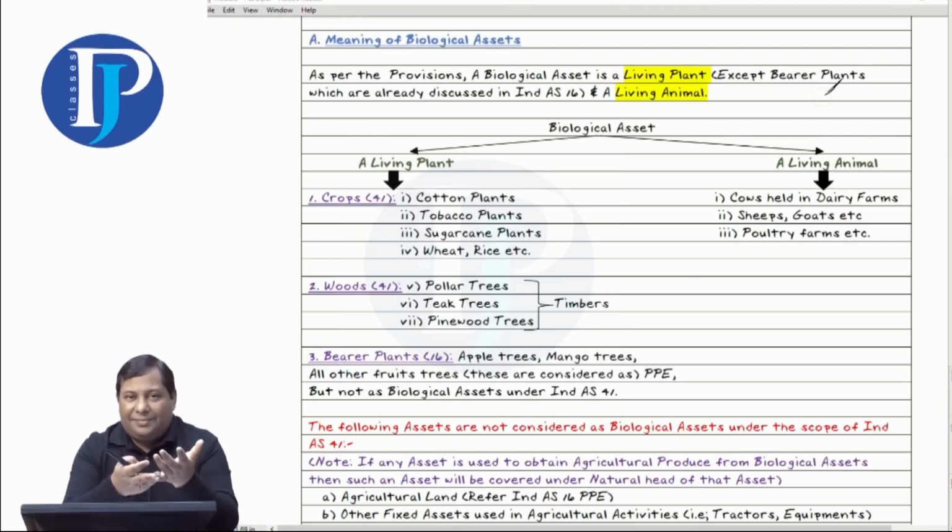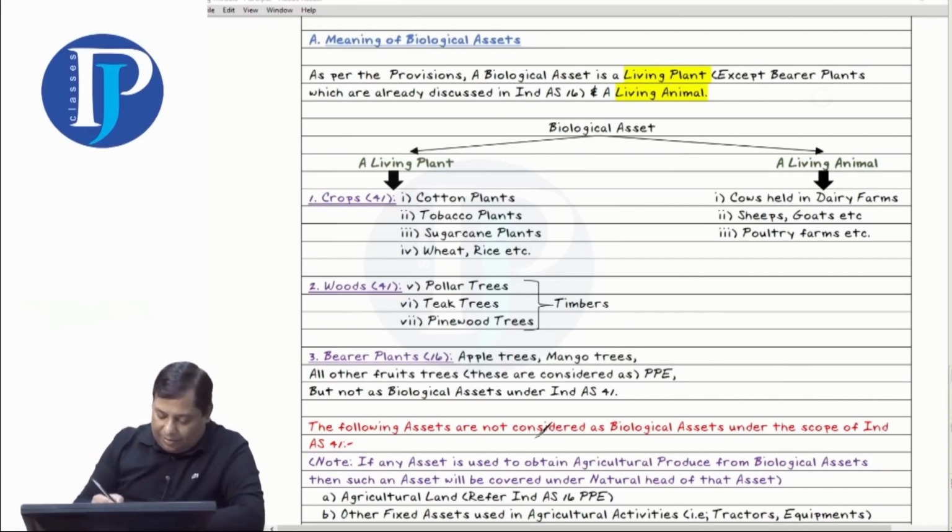The mother dairy, they sell milk. Likewise, Amul also sells milk. They have come a long way. So it is a business which needs Ind AS compliance. So if you have cows, sheep, goats, hens, they all fall under Ind AS 41 because these all provide you agricultural produce.